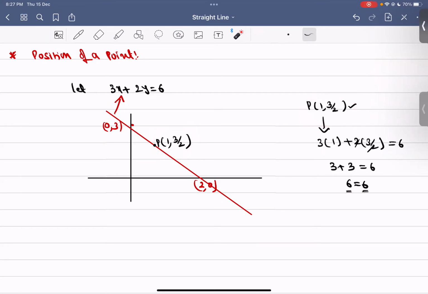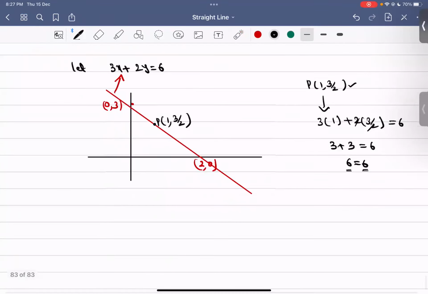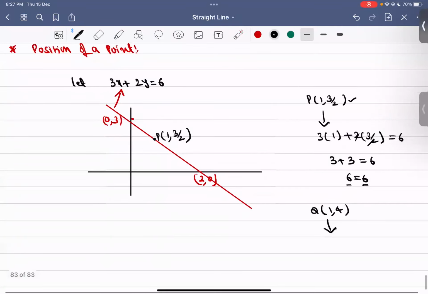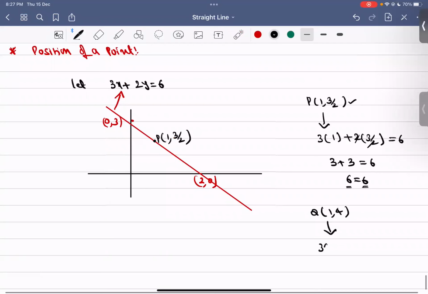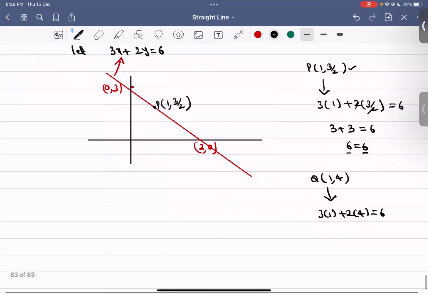The meaning of this is what? The point 1 comma 3 by 2 lies on this line. Next, you take another point, suppose q, 1 comma 4. If you substitute 1 comma 4, then what do you get? 3 into 1 plus 2 into 4 is equal to 6. But here 11 is equal to 6. Therefore it is not true. Therefore q, 1 comma 4 does not lie on the line. So here p lies on the line, q does not lie on the line.